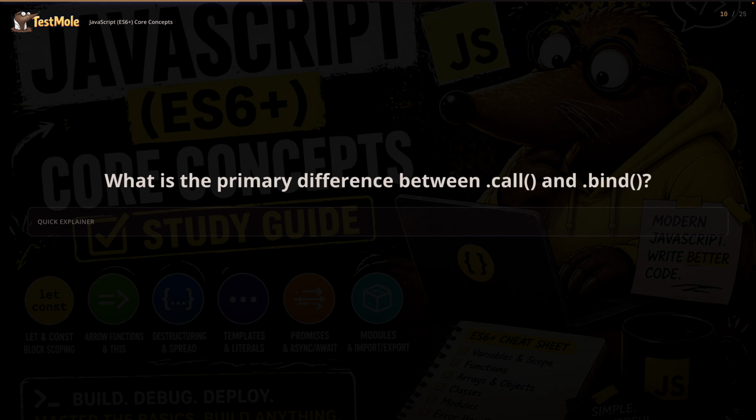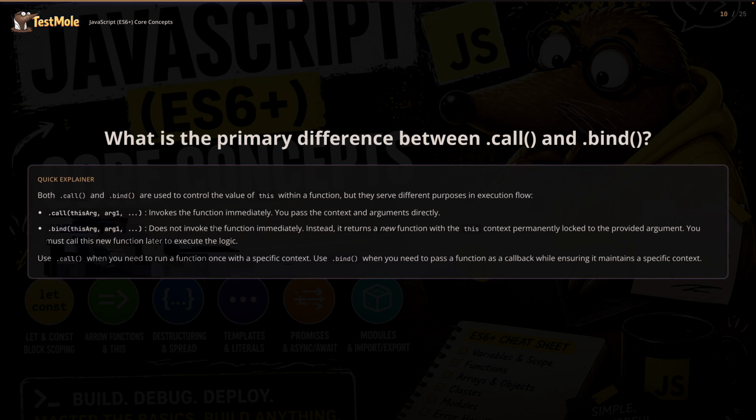What is the primary difference between .call and .bind? Both .call and .bind are used to control the value of this within a function, but they serve different purposes in execution flow. .call(this, arg1) invokes the function immediately. You pass the context and arguments directly. .bind(this, arg1) does not invoke the function immediately. Instead, it returns a new function with this context permanently locked to the provided argument. You must call this new function later to execute the logic.